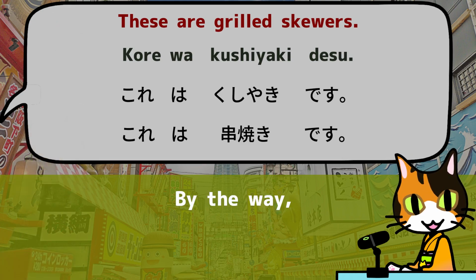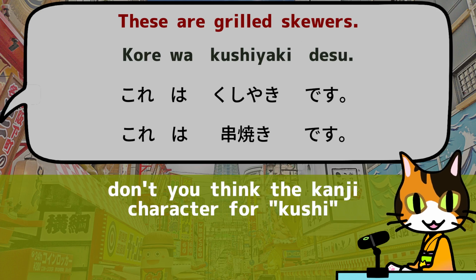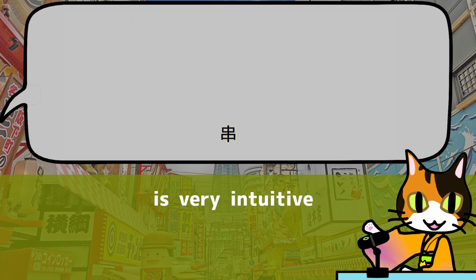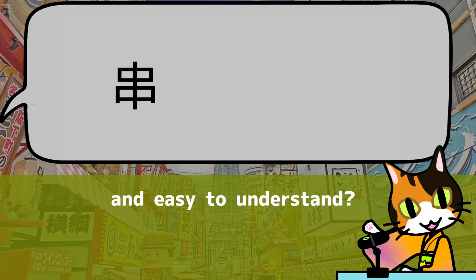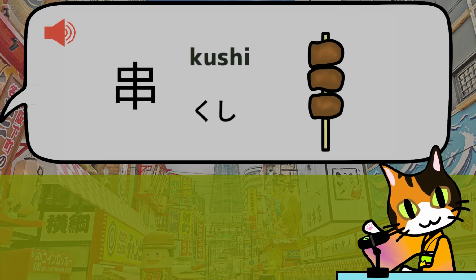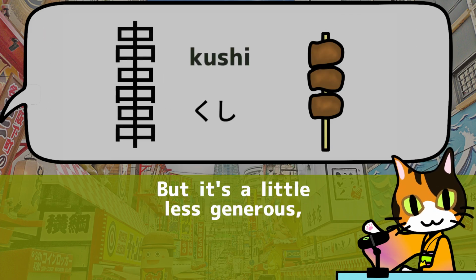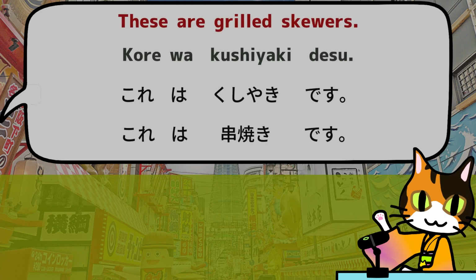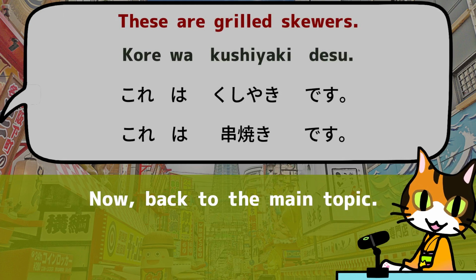Great. By the way, don't you think the kanji character for kushi is very intuitive and easy to understand? 串。 But it's a little less generous, so it should look more like this. Now, back to the main topic.